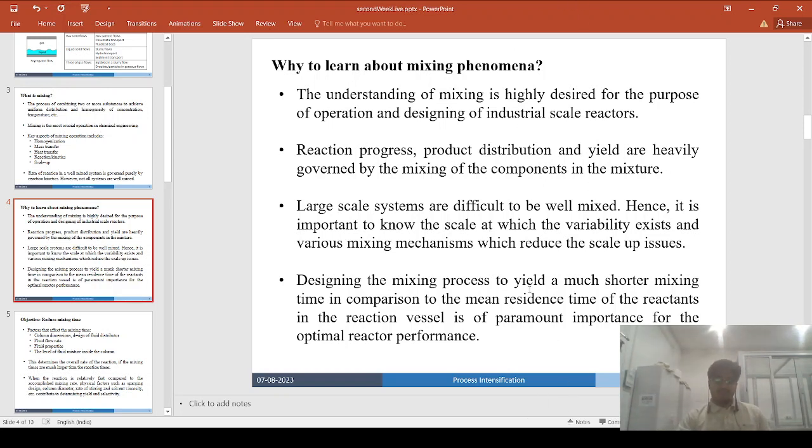Now, designing the mixing process to yield a much shorter mixing time in comparison to the mean residence time of the reactor is of paramount importance for optimal reactor performance. To design the optimal reactor, you need to decrease the mixing time relative to the reaction time. The reaction time can be short if the reaction has very fast kinetics, but your job is to reduce the mixing time as much as possible.